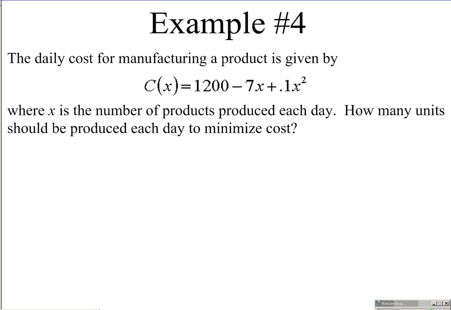The daily cost for manufacturing a product is given by that cost equation, where x is the number of products produced each day. How many units should be produced to minimize cost? Okay, a couple of questions preliminary to do in this problem. If we have a parabola that is opening up, does that parabola have a minimum value or a maximum value? It has a minimum value right there at the vertex.